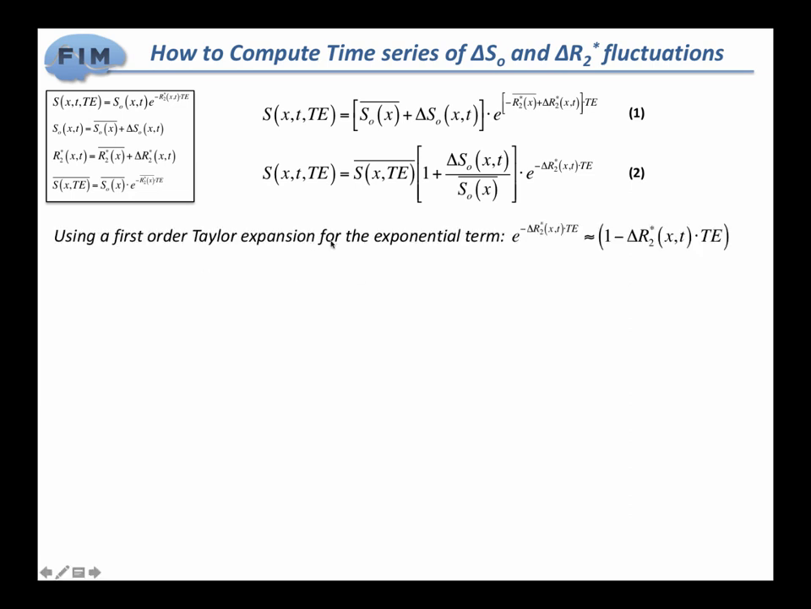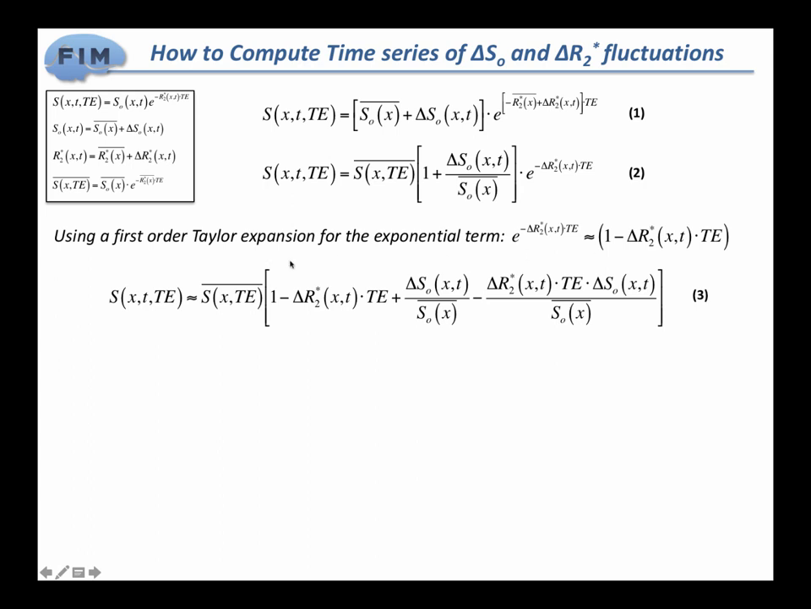We can use a first order Taylor expansion for the exponential term here, and substitute it. This is an approximation, but it's okay to do this. Now we have a system in which everything seems to be linear, but still we have some multiplication of the two terms that we're interested in.